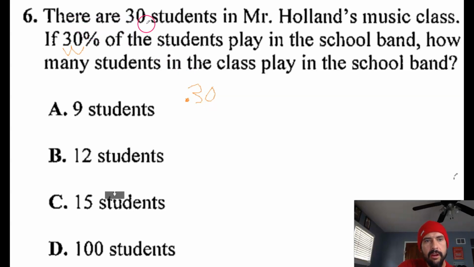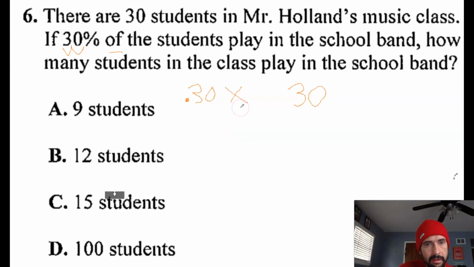So now there are 30 students, so it's 30% of the students, right? Of means times, so this just means 0.3 times 30. If you can do that, you'll figure out what your answer is of these choices. It's just 0.3 times 30. And that's how you do it. You guys have calculators, you can do that.